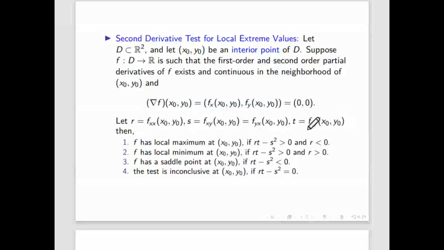what is the value of s, and what is the value of t. Once we get those values, we'll calculate rt minus s square. If it is positive, then we'll check r. If r is less than 0, then it is maxima. If it is positive and r is positive, then it is minima. If it is negative, then it is a saddle point. If it is 0, that means this test has failed. We cannot say anything by this method.